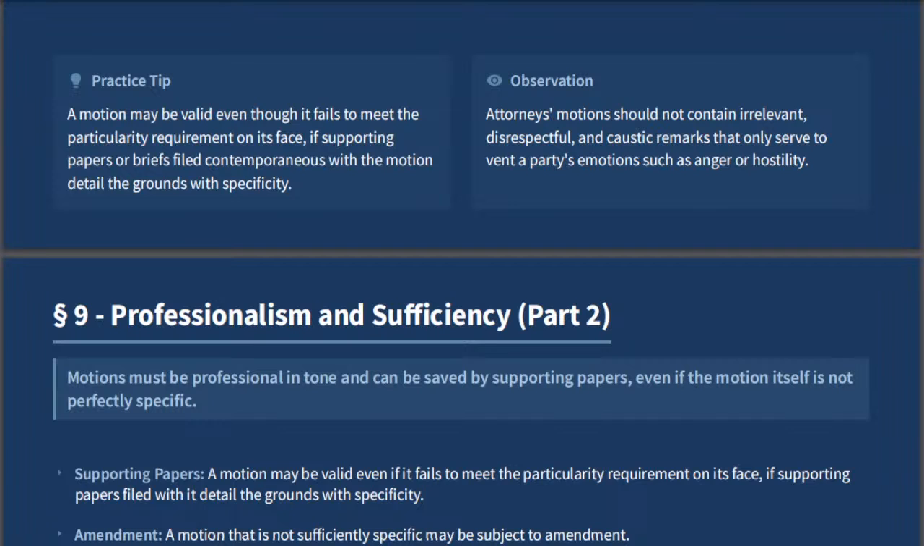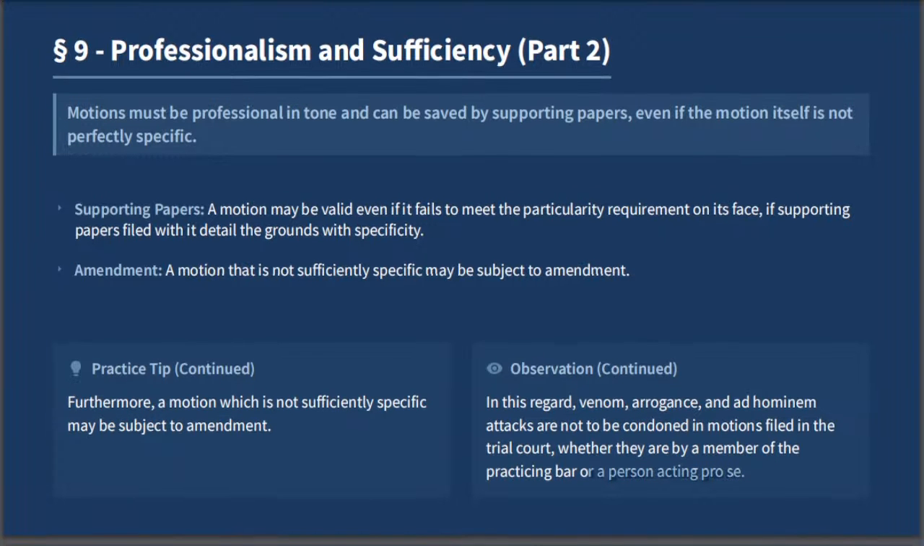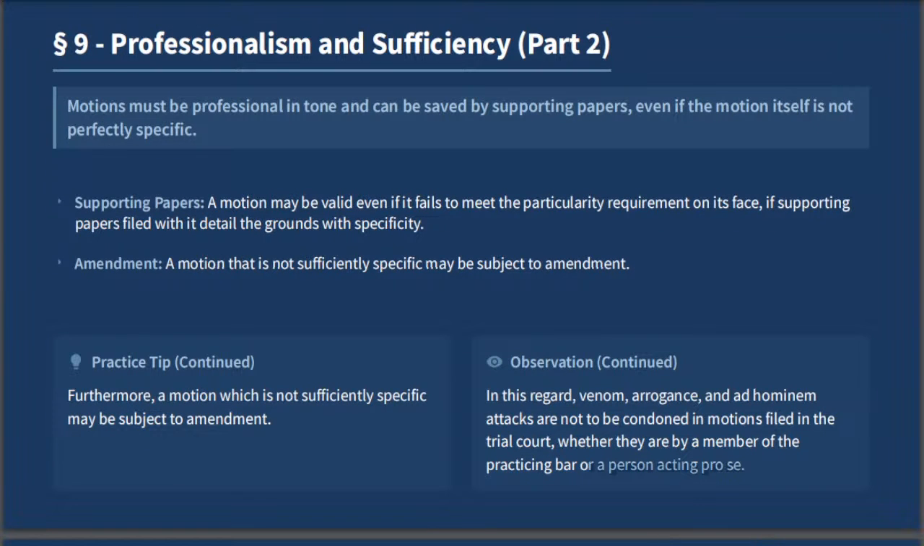As we were saying before, the attorney's motions should not contain irrelevant, disrespectful, and caustic remarks that only serve to vent a party's emotions, such as anger or hostility. In this regard, venom, arrogance, and ad hominem attacks are not to be condoned in motions filed in the trial court, whether they are by a member of the practicing bar or a person acting pro se. So again, you treat others as you want to be treated, and the courts also respect that maxim. Let's proceed.